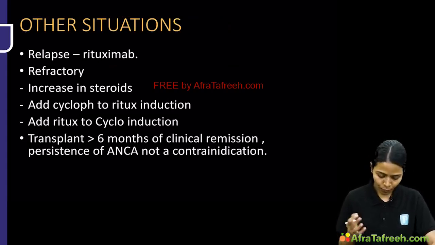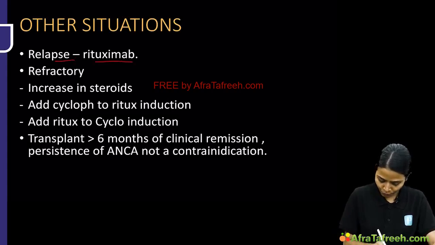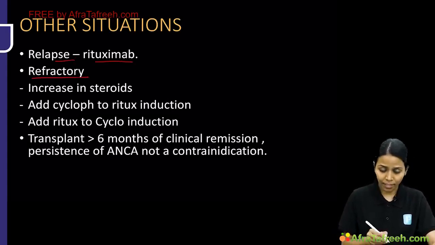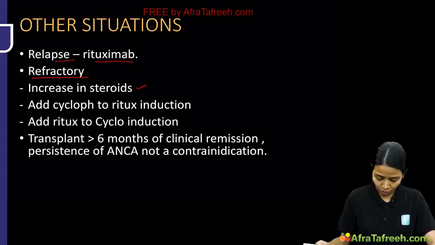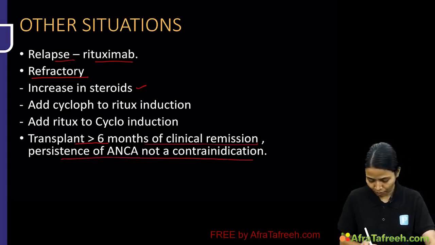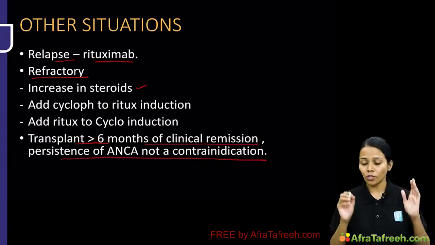Now, which are the other situations? One is relapse, in which you prefer rituximab. The other one is refractory, where you have to increase the steroid dosage, and if the patient is on rituximab induction, you add cyclophosphamide. If the patient is on cyclophosphamide induction, you add rituximab. Okay, and transplant should be done after more than 6 months of clinical remission, and persistence of ANCA is not a contraindication. So that is important.